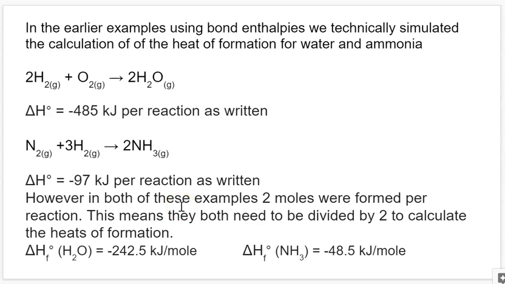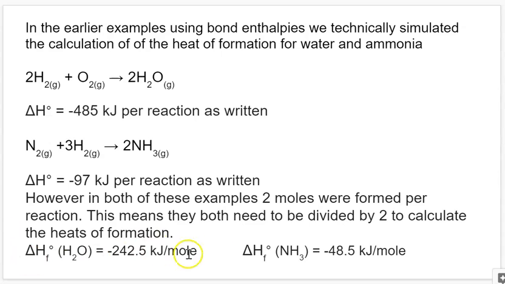However, if I wanted to convert these values that we calculated into heats of formation, I'd want to consider making just 1 mole of the product, 1 mole of the compound, based off its pure elements. So in that case, since there's 2 moles of H2O being formed here and 2 moles of ammonia being formed here, I can just take these 2 values and divide them both by 2, and that will give me the heats of formation of water and ammonia, respectively.